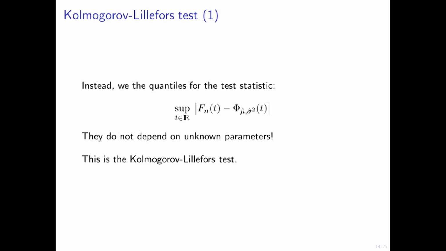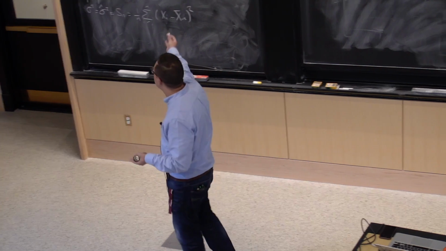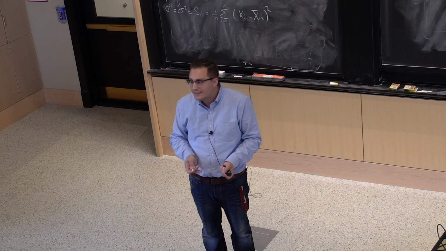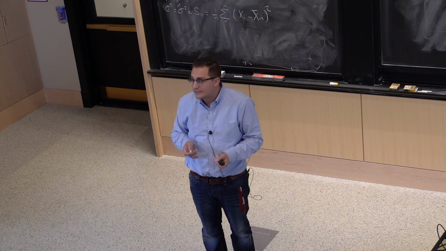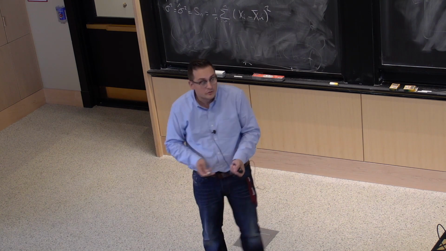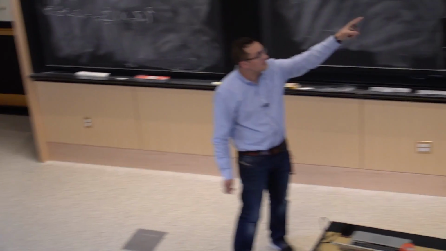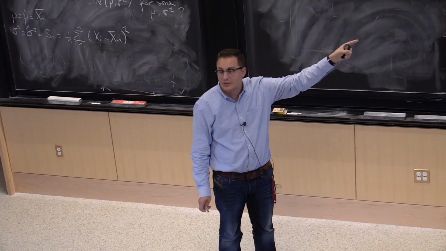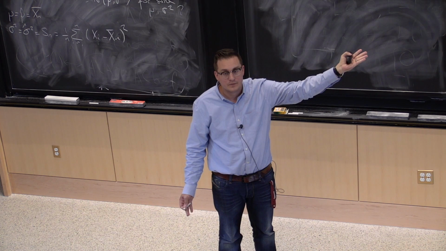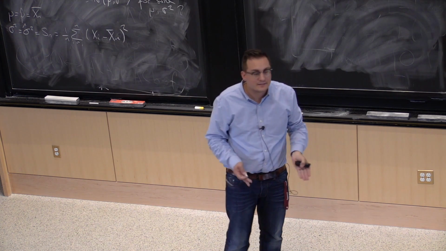I mean, it's not clear. So I want to test whether my data has some Gaussian distribution. Under the null, all I know is that my xi's are Gaussian with some mean mu and some variance sigma, which I don't know. So when I try to understand the distribution of this quantity under the null, it could depend on mu and sigma, which I don't know. So we need to check that this is the case.